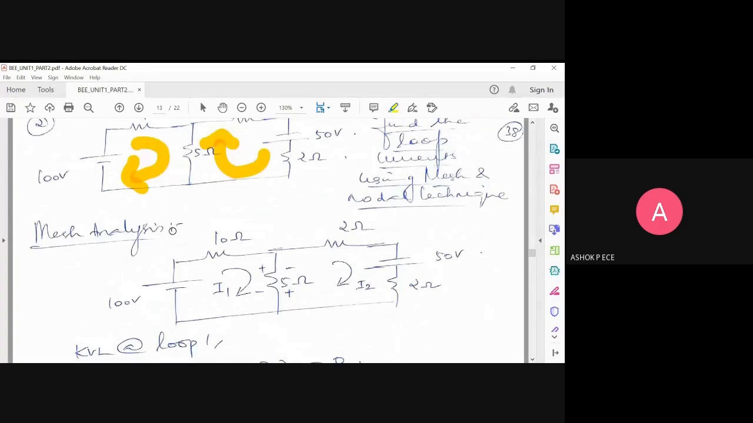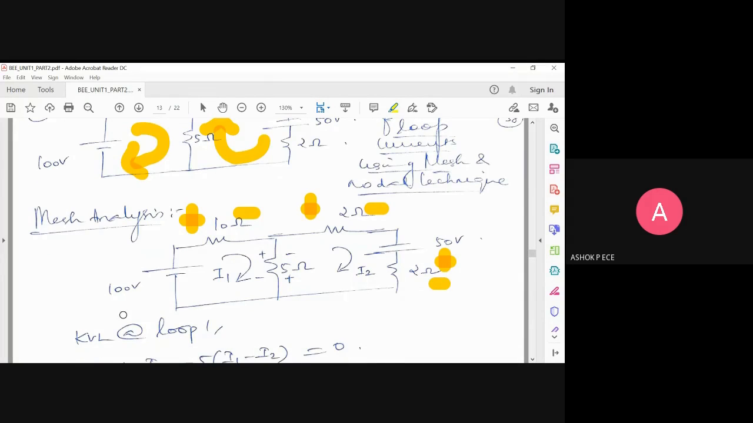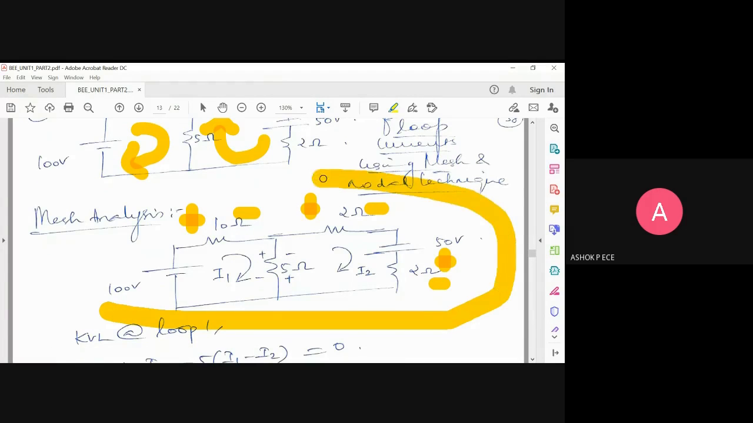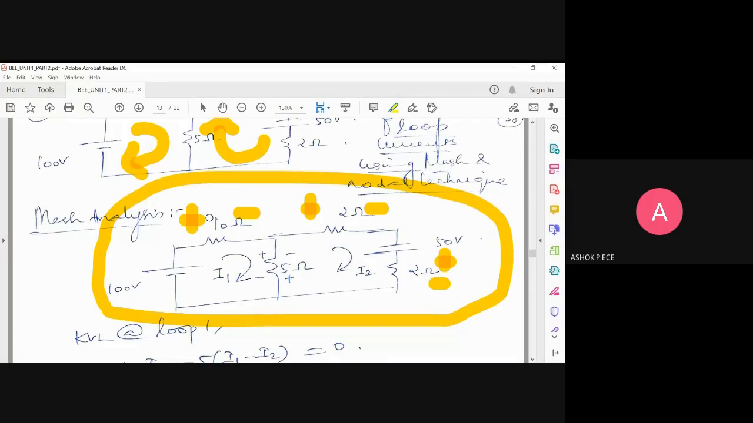Now we can mark all the polarities, plus and minus, current entering node and leaving node, for all the elements. This will be the entering and leaving node polarities. And across the 5 ohm resistor, you see, the current directions are opposite. Is everyone clear with the first step of the diagram, how to assume the mesh currents and write the polarity for each node?